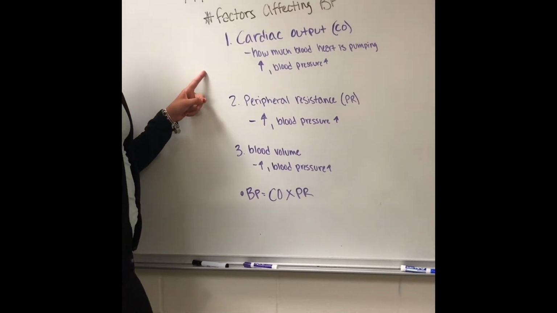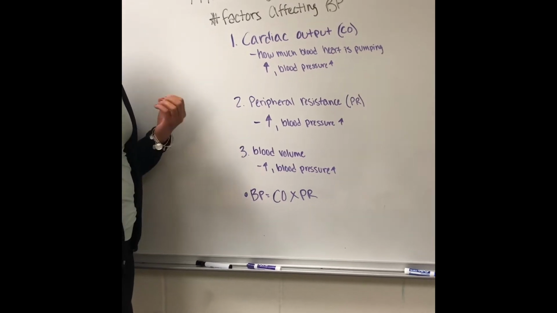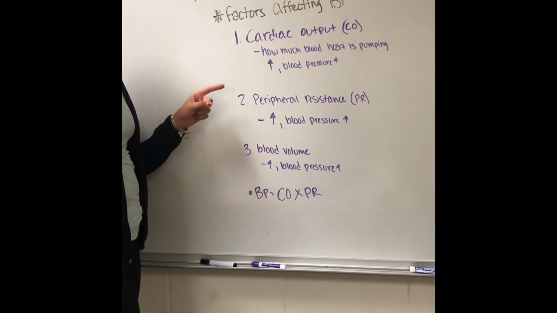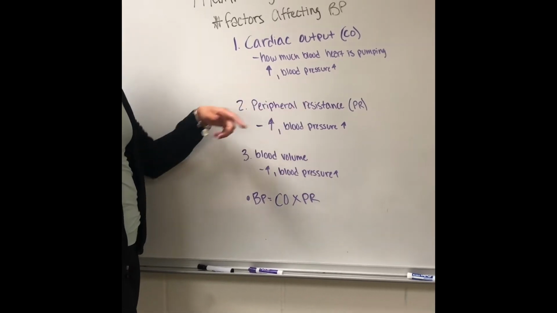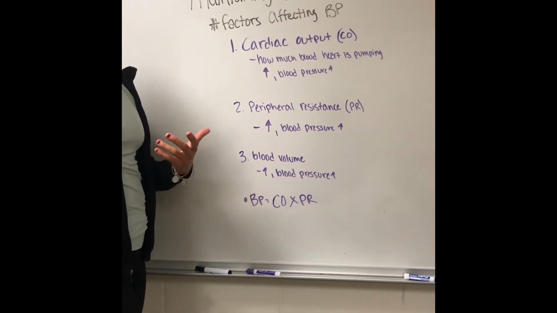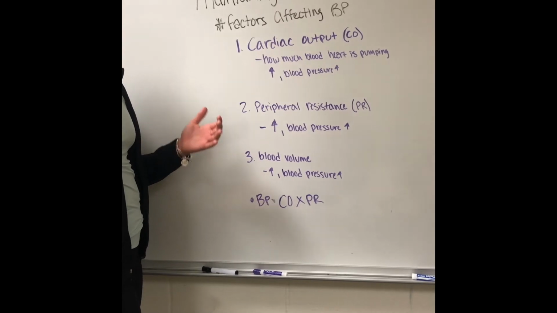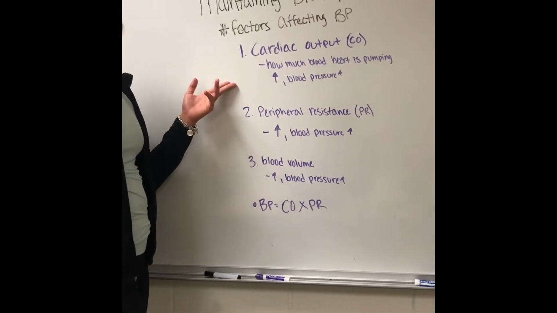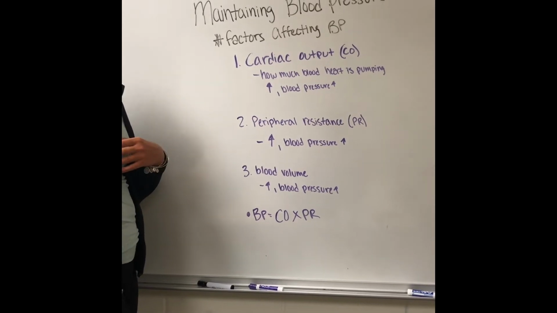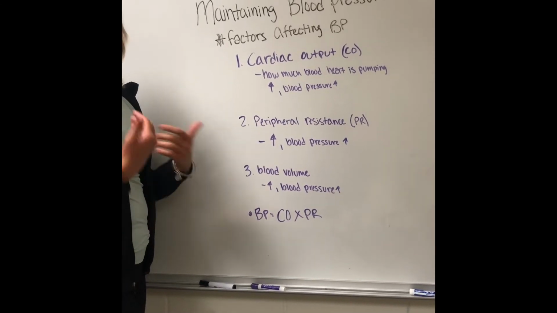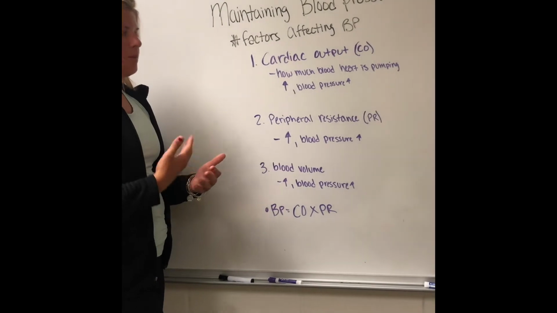With cardiac output, it's how much blood your heart is pumping. So if you have a higher cardiac output, your blood pressure is going to be higher. And then if your heart isn't pumping effectively, you're going to have a lower blood pressure. And a clinical problem that would go with this would be CHF, which is congestive heart failure, and that is going to be one side or the other of your heart affecting how much blood is getting pumped out of it.